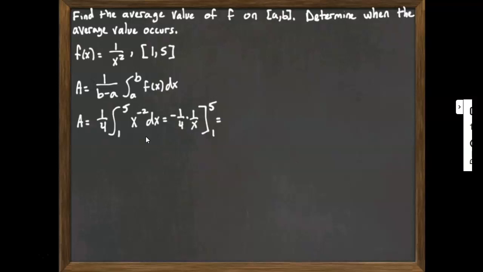When I plug in 5, I'm going to get negative 1/5. And then that's going to be minus, when we plug in 1, negative 1, so that makes it plus 1. So we get negative 1/5 plus 1, which is 4/5, and times the 1/4 out front that simplifies to be 1/5. So the average value of 1 over x squared on the interval from 1 to 5 is 1/5. We just do the integral, divide by the width, the gap between a and b, and that's called the average value. So that's pretty easy to do.